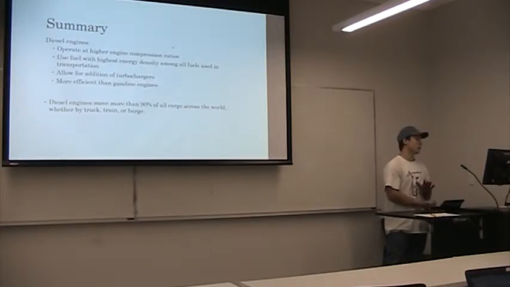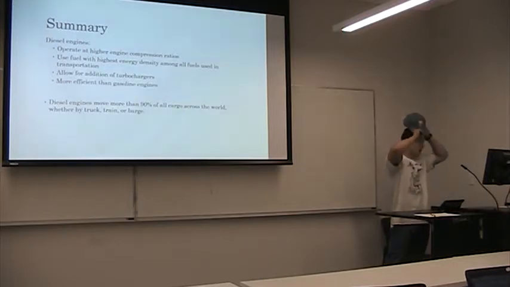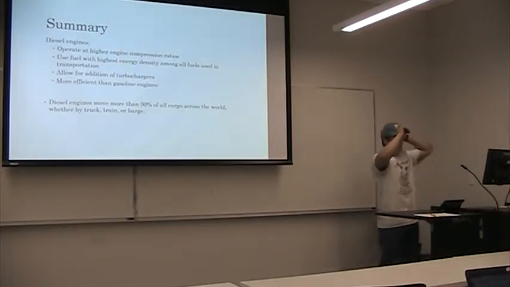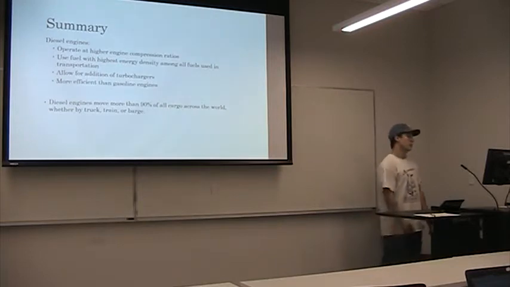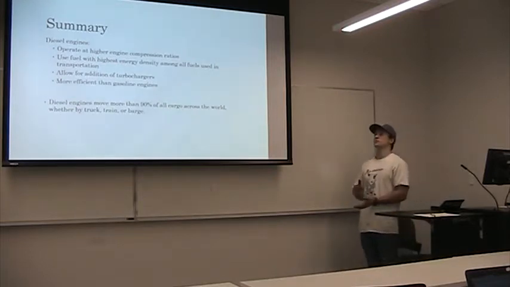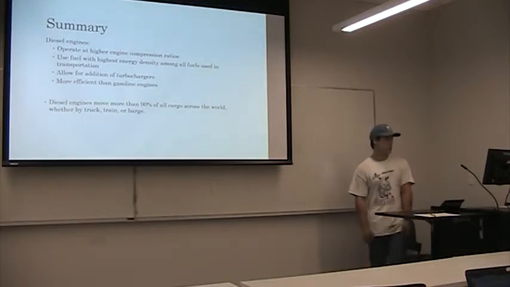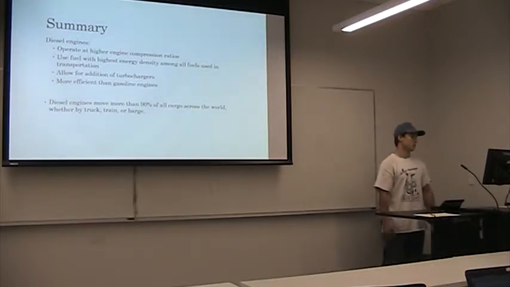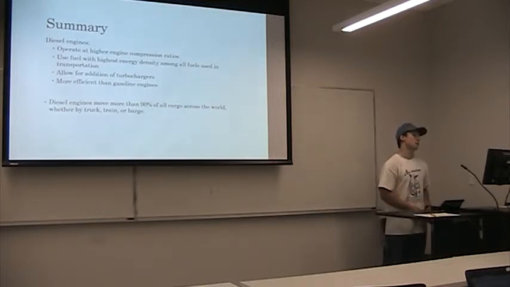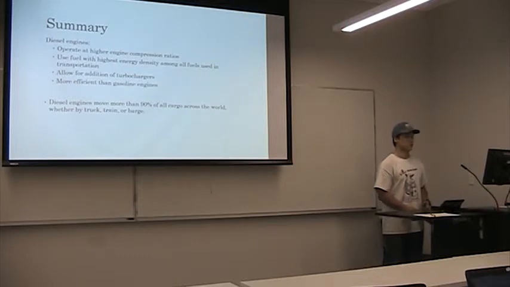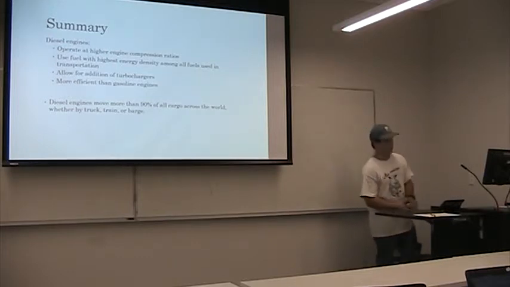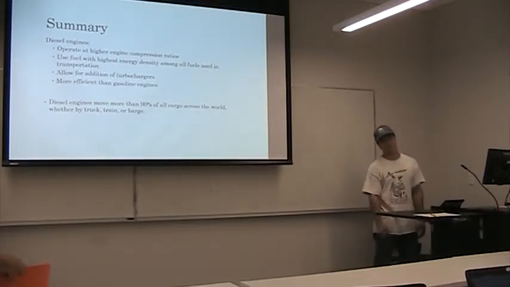As a summary, diesel engines in general operate at higher engine compression ratios, and this is due to the fuel that we use, since you can just inject fuel without having to mix air and fuel before compression. This allows for additional use of turbochargers, which makes it all the more efficient. And I thought it was interesting that diesel engines in general move more than 90% of all cargo across the world, whether by truck, train, or barge. And that's it. Any questions?